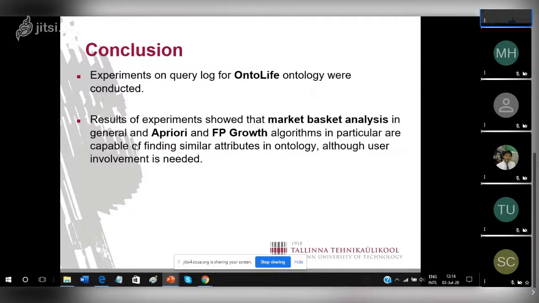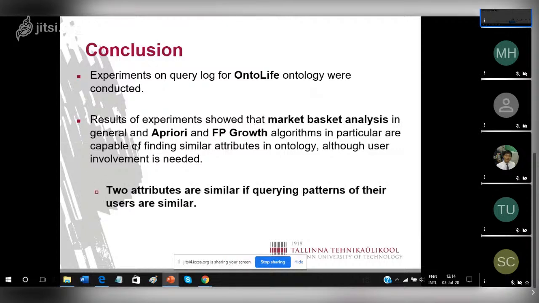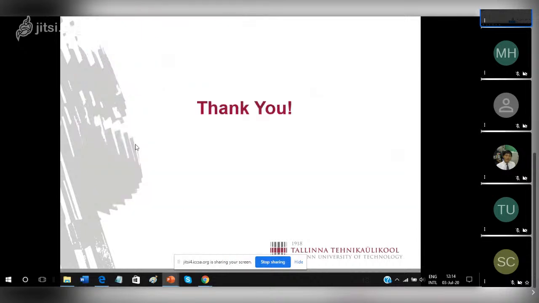Based on the market basket analysis, where two items are considered to be similar if the purchase patterns of their customers are similar, we use the same principle for ontology. We say that two attributes in ontology are similar if the querying patterns of their users are similar. Thank you for your attention.